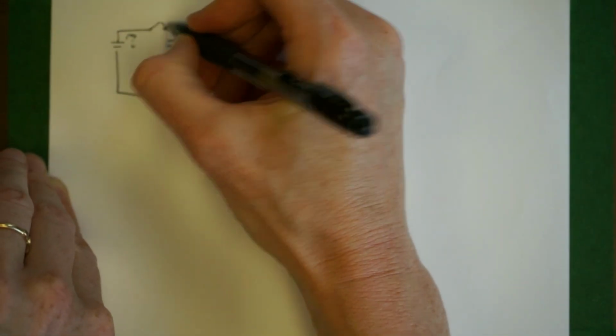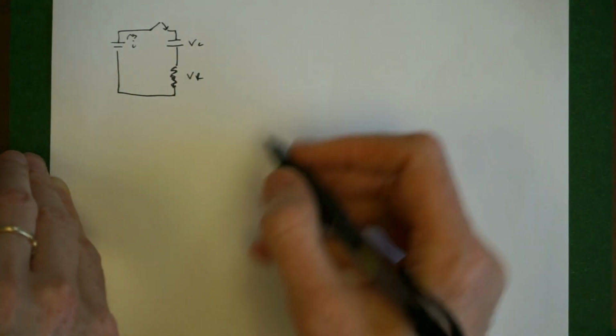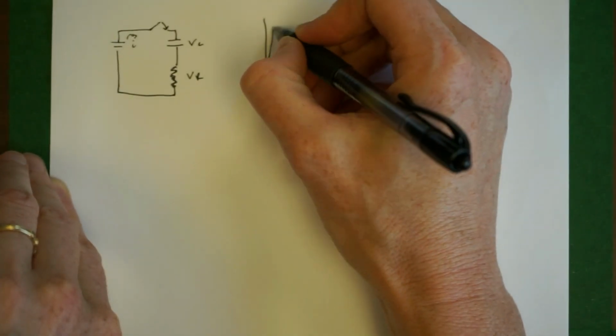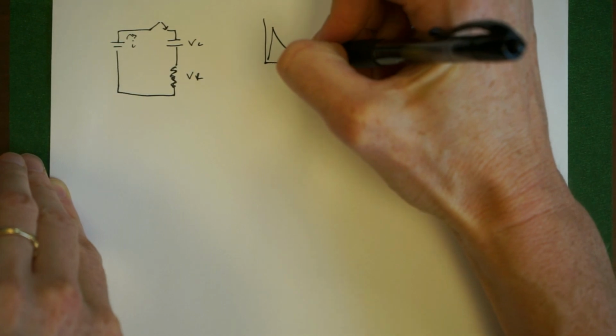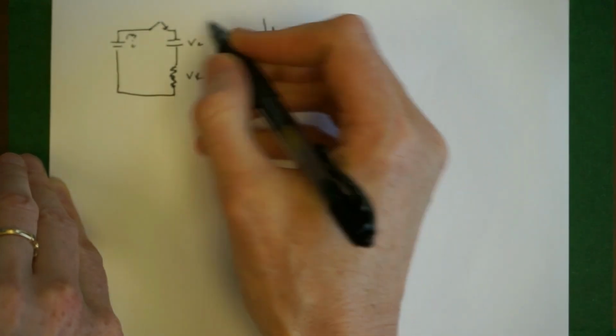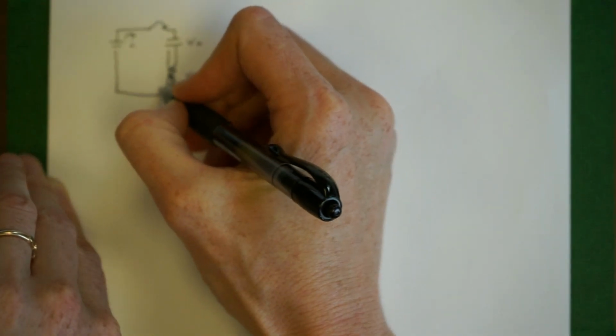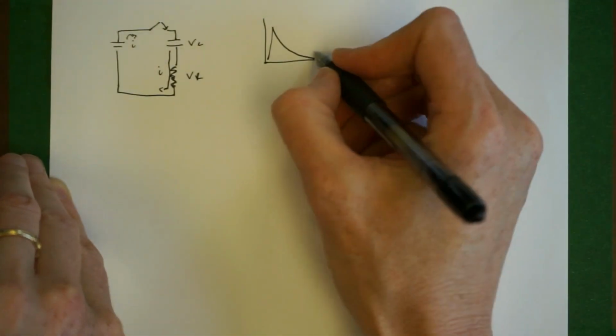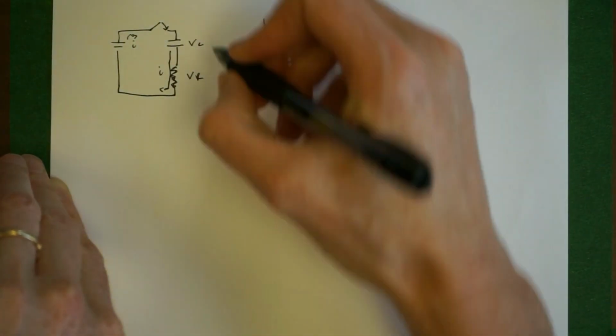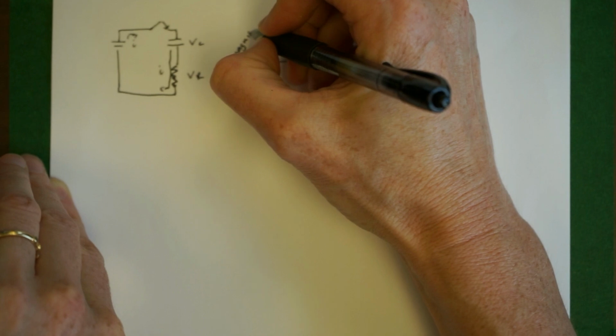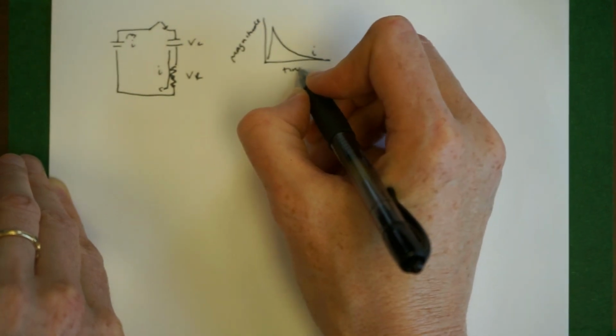And at the moment that we close this switch, the current initially spikes and then drops off exponentially as the charge builds up on the capacitor. So current is flowing this way. So that's the shape of I. I'll just label this magnitude versus time.